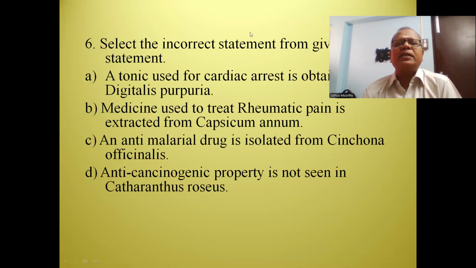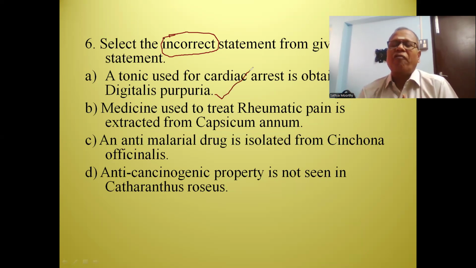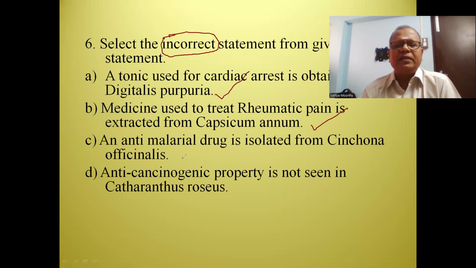Next question for you. Select the incorrect statement. See here, this is very important. The question is: incorrect statement from the given statements. A tonic used for cardiac arrest is obtained from Digitalis purpurea. Yes, it is correct. Digoxin. It is used to treat heart attack, cardiac arrest. Medicine used to treat rheumatic pain is extracted from Capsicum annuum. It is also right. The medicine is capsaicin. The anti-malarial drug is isolated from Cinchona officinalis. It is also correct.